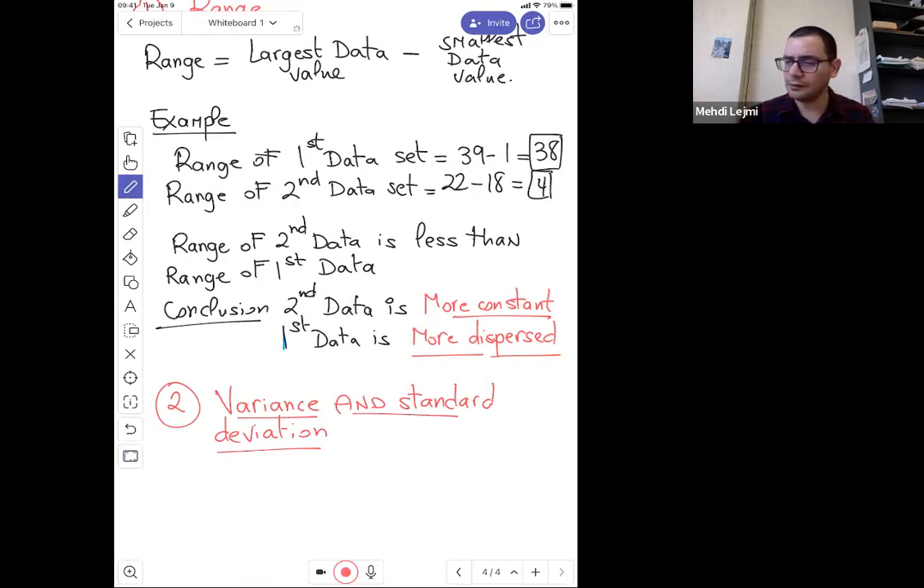So first, I will use an example to show you how to compute the variance and standard deviation, and then we'll have more examples to use the variance and standard deviation to compare two data sets. Okay, so first we're going to learn how to compute the variance and standard deviation, right? And then after that, we're going to learn how to use it to compare the two different data sets. So let me go in with an example.